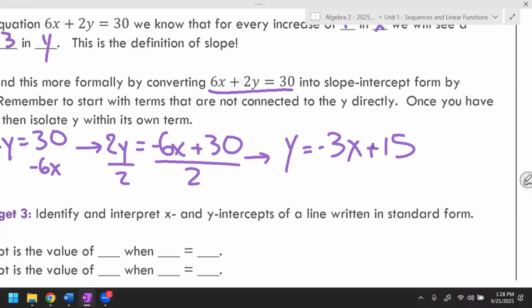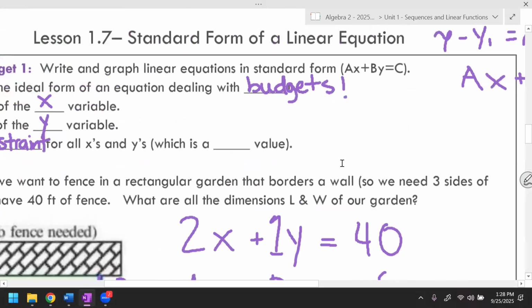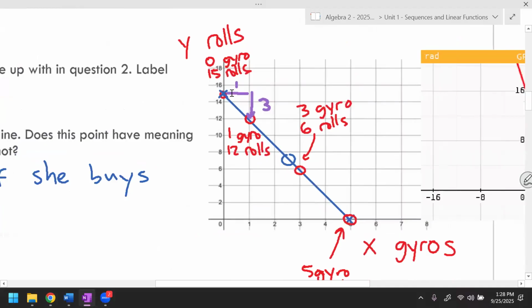Negative 3x plus 15. And wait a minute, that looks a lot more familiar. That we know how to deal with. That looks like it could definitely be the equation of this line, right? Negative 3x plus 15. It's all the same line, right?